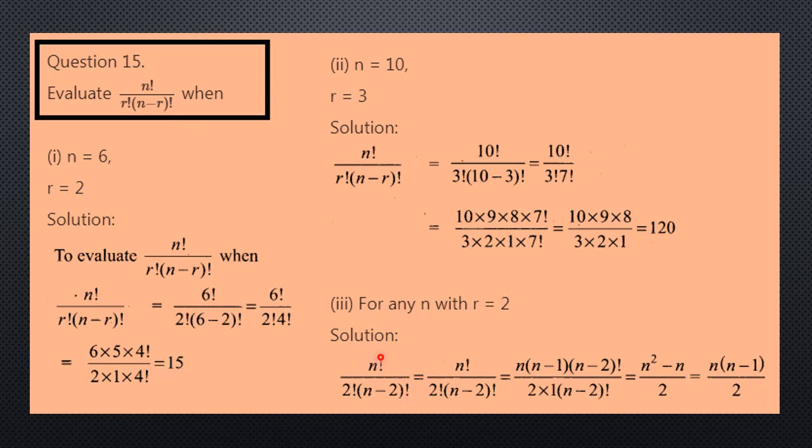The third subdivision is important. n factorial is equal to n into n minus 1 into n minus 2. I can stop with this factorial because I have n minus 2 factorial in the denominator, so it is cancelled. Then the remaining is n into n minus 1 by 2, the final answer.